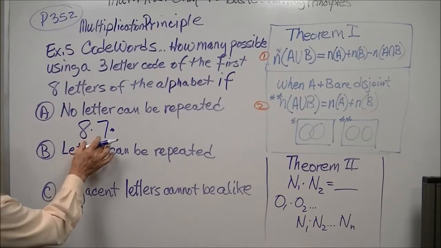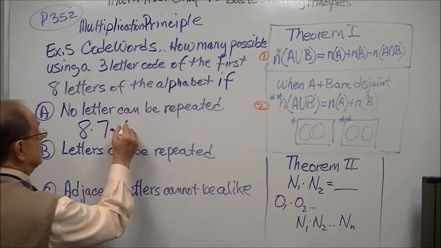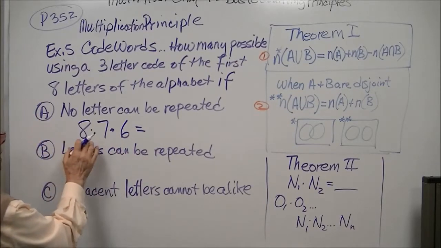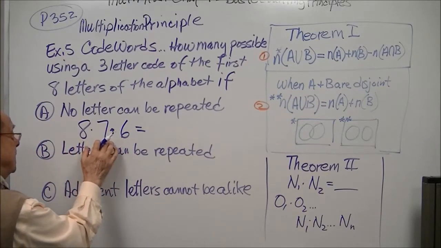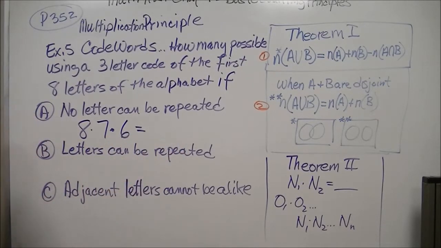Now we can't repeat either of these 2, so how many choices do we now have? And the answer is 6. So for A, it will be 8 times 7 times 6, and that'll be your answer.